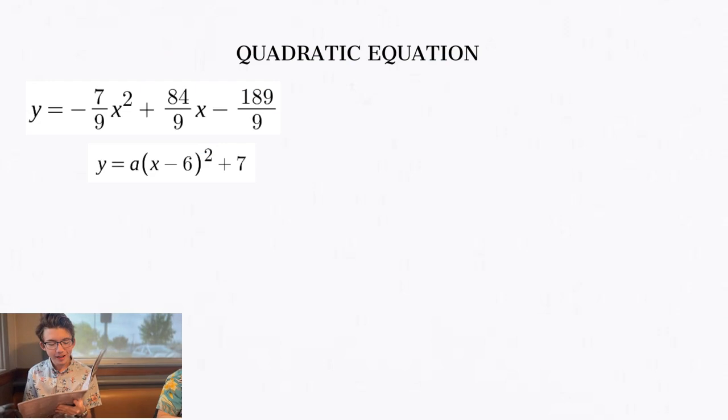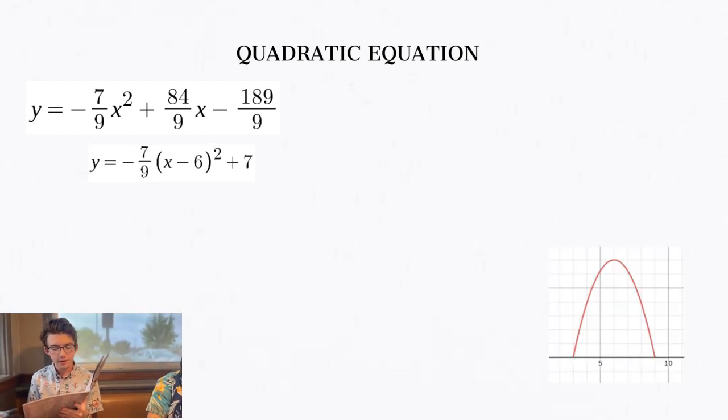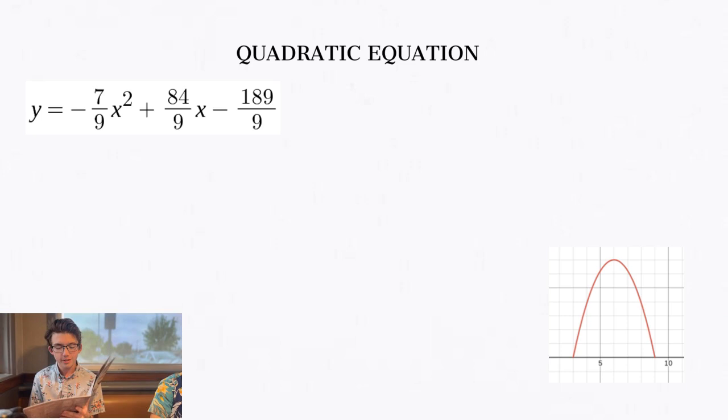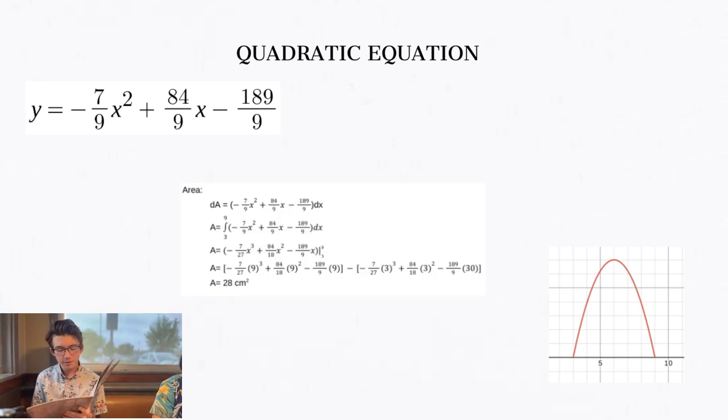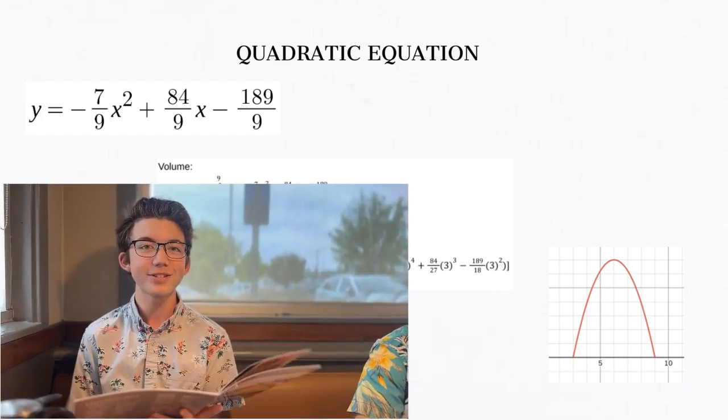You can then solve for the a value, or the coefficient, by plugging in the point 3, 0, which is a 0 on the graph because the width is 6 centimeters, and this gives you the value negative 7 over 9. To find the area of this cross-section, you can use the FTC, which will tell you that the area is 28 centimeters squared. To find the volume, you can use the shell method, which gives you the answer 1,055.575 centimeters cubed. As you can see, this is the best cake because it's so easy to get the volume and area of.